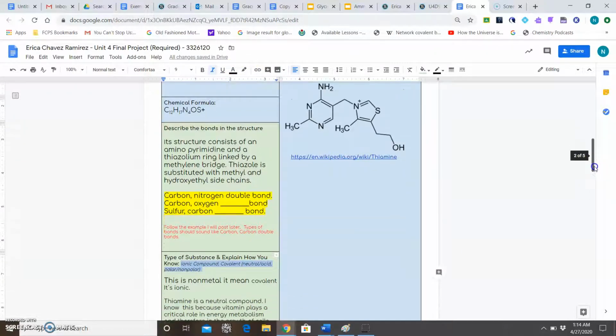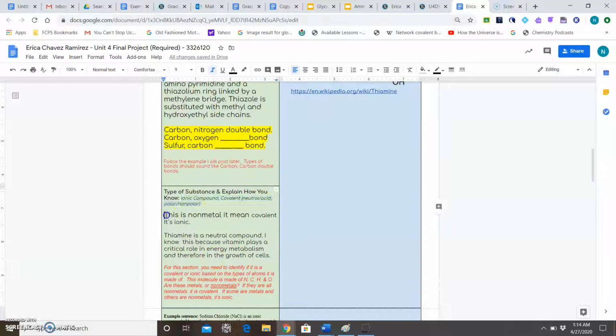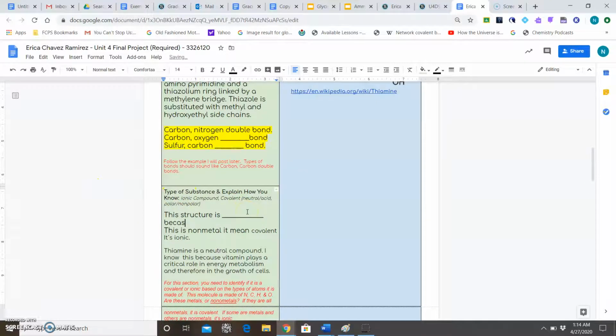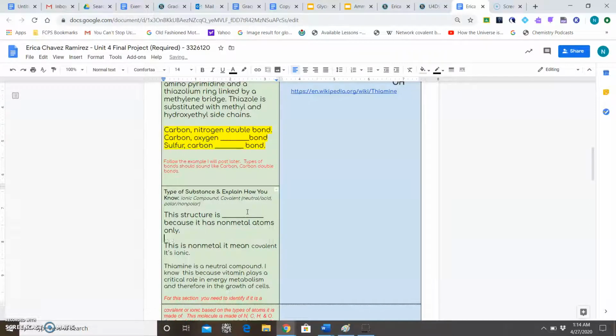And actually what I'll do is I'll type a sentence frame and you can fill this in. So this structure is blank. In that blank, I want you to put ionic or covalent because it has nonmetal atoms only. So your structure has nonmetal atoms only, so what does it make it, covalent or ionic? So put one of these words into that blank.